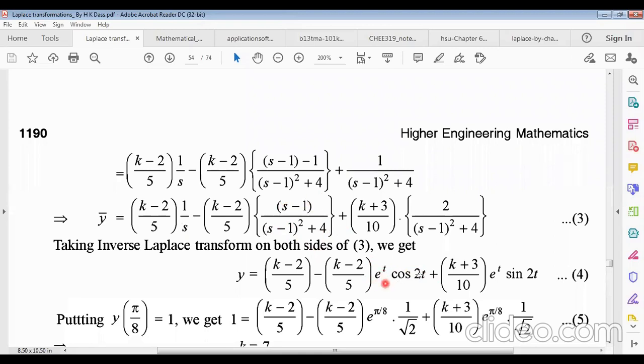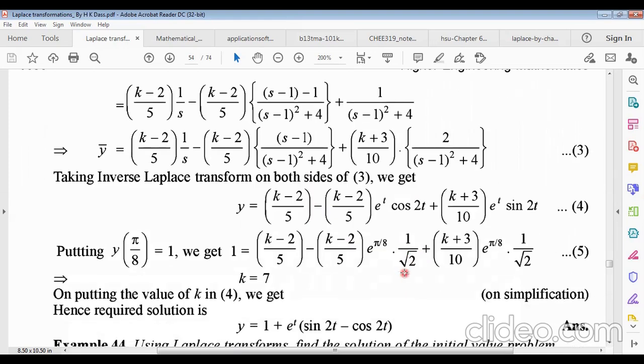The inverse transformation of e to the power t cos 2t will be this formula, with the constant (k plus 3) divided by 10, and 2 divided by (s minus 1) whole square plus a square. The formula for e to the power t sin 2t: if there is a constant 2, then it will be sin, and if there is the variable s, then it will be cos. This is the inverse transform.